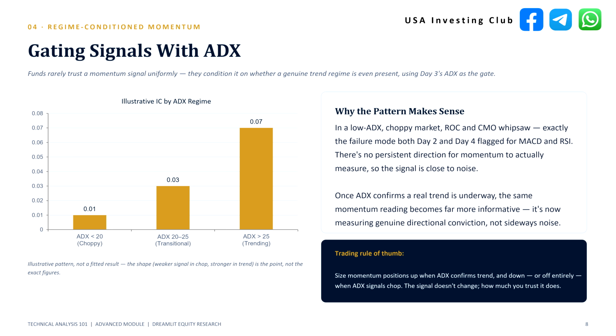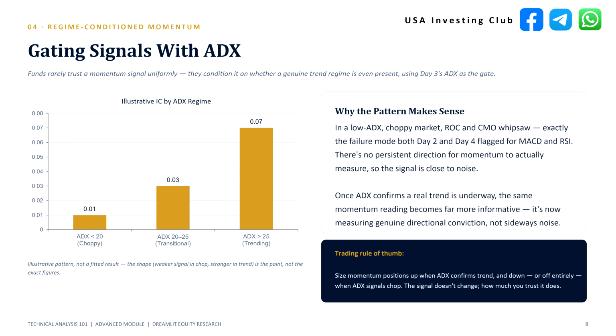In a choppy regime, ADX below 20, ROC's IC comes in at just 0.01, essentially no predictive power. In a transitional regime, ADX between 20 and 25, IC rises to 0.03. And in a genuinely trending regime, ADX above 25, IC climbs to 0.07, roughly 7 times stronger than in the choppy regime, and squarely inside the genuinely useful 0.02 to 0.08 range from a few slides back. This is an illustrative pattern, not a fitted result on any one stock. The shape, a weaker signal in chop and a stronger one in trend, is the point, not the exact figures.